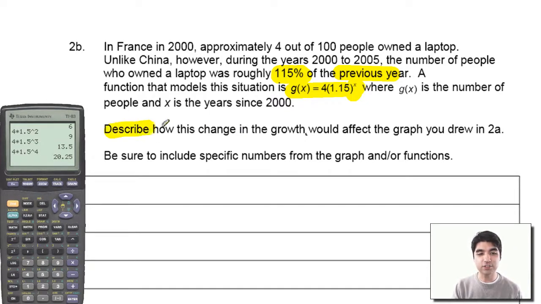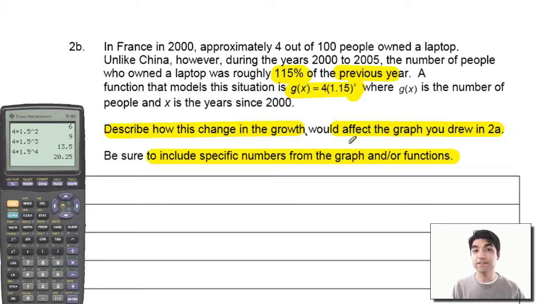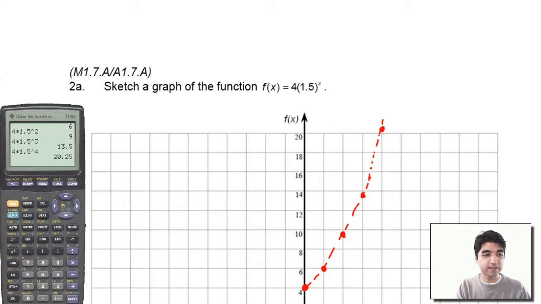And it wants us to describe how this change in growth would affect the graph you drew in 2a. And it says be sure to include specific numbers from the graph and or functions. Okay, so I think the best way to do this is to take this equation, g of x equals 4 times 1.15 to the x power, and actually graph it on the same line here.